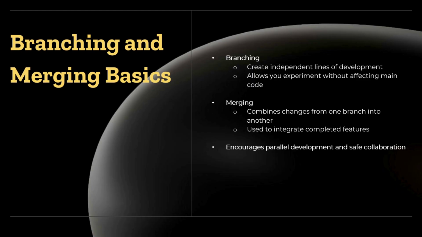Now for branching and merging basics. Branching creates independent lines of development, such as with git branch. It lets you experiment without affecting the main code. See it as a test run. Merging combines changes from one branch into another. It is used to integrate completed features and encourages parallel development and safe collaboration.